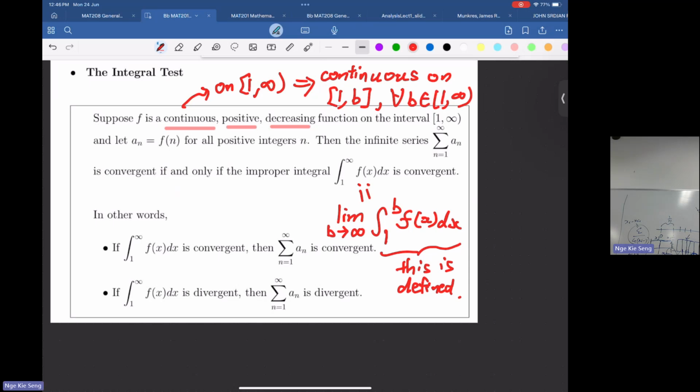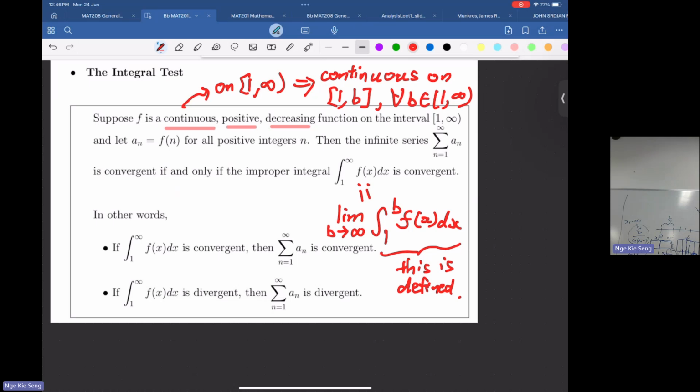This is like an upper sum. If you consider your partition using this positive integer, this is the upper sum because your function is decreasing. So this a_n is the upper sum, actually.